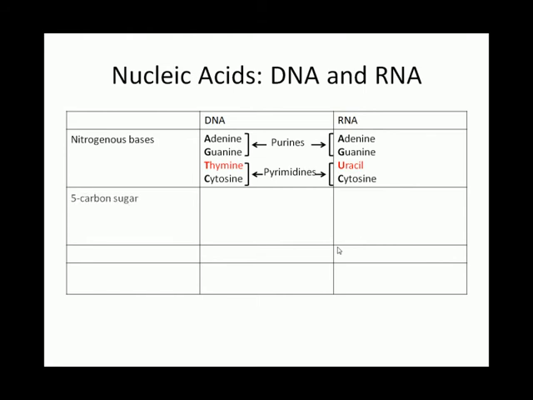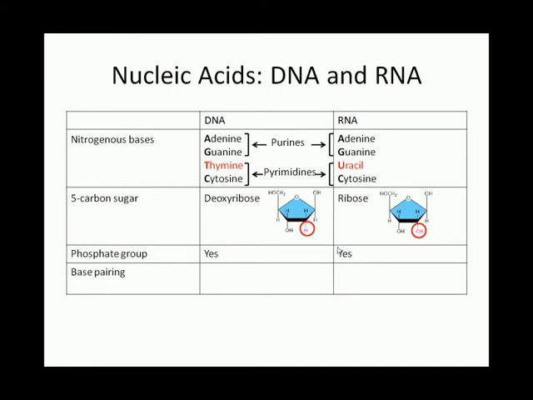All nucleotides contain a 5-carbon sugar. In DNA, the sugar is deoxyribose, and in RNA, the sugar is ribose. The two differ by a single oxygen atom. Both DNA and RNA nucleotides contain a phosphate group. Lastly, the nitrogenous bases can form hydrogen bonds with each other in a process called base pairing. In DNA, adenine pairs with thymine, and guanine pairs with cytosine. In RNA, adenine pairs with uracil, and guanine pairs with cytosine.